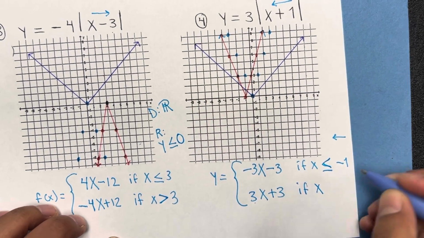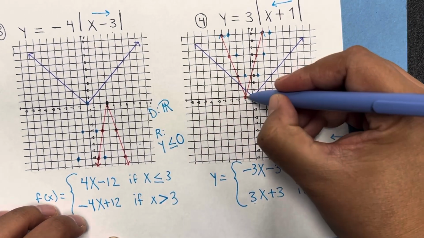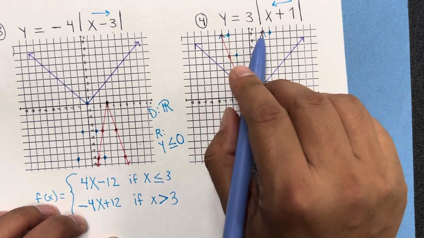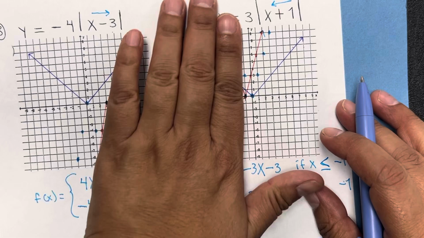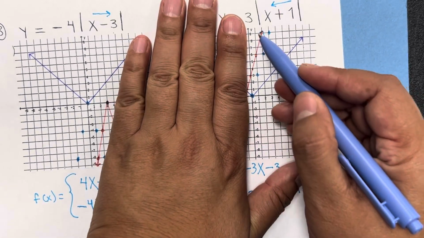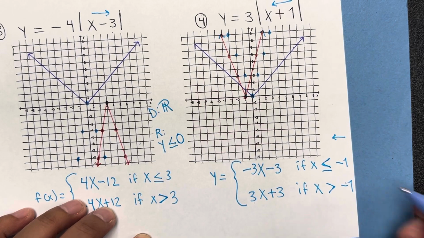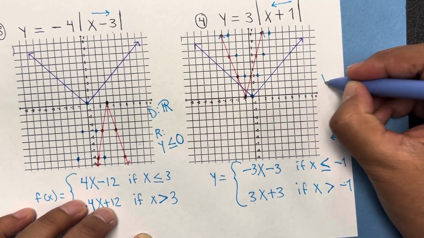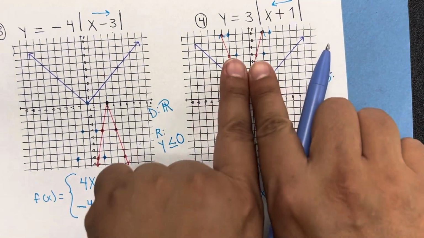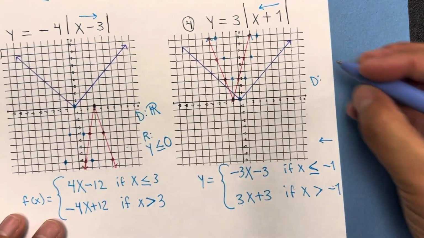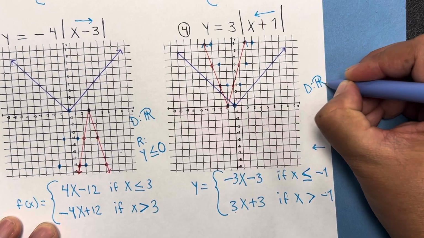If x is, again, that same point is shared by both. It's a -1, but where is that pointing? More towards the left or to the right? That way. So it's greater than. For the domain, again, those lines will continue. That means that it's open, and it's all real numbers.